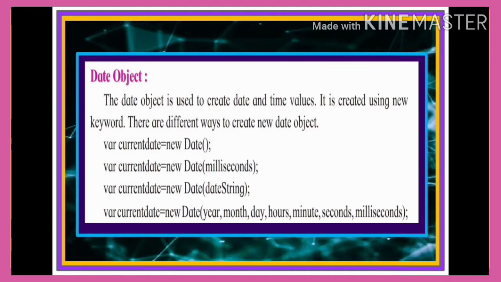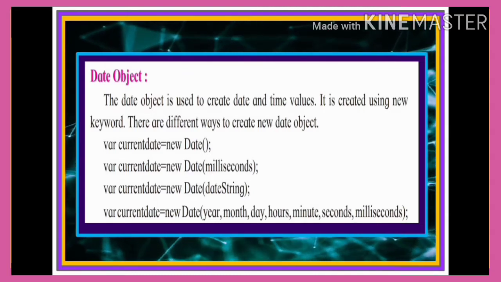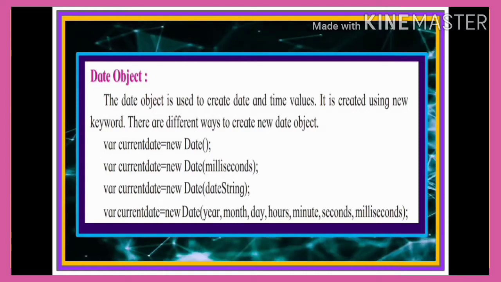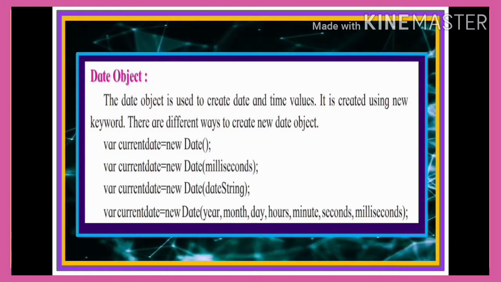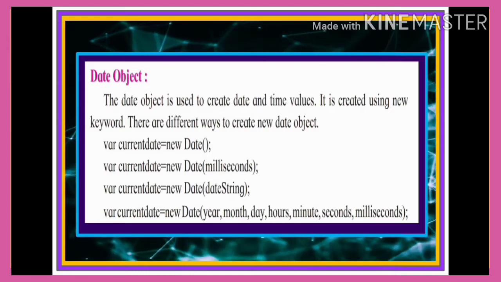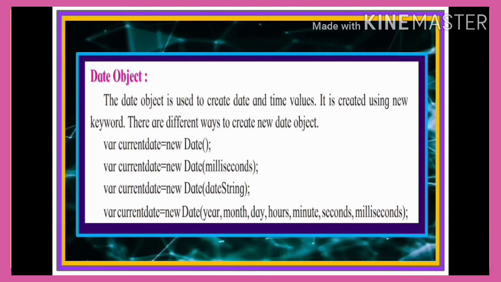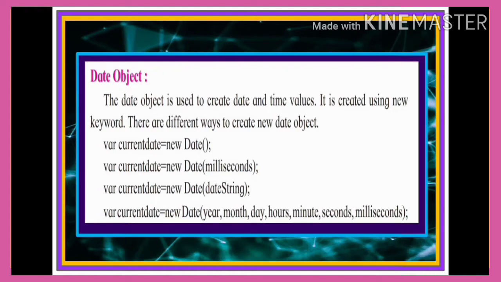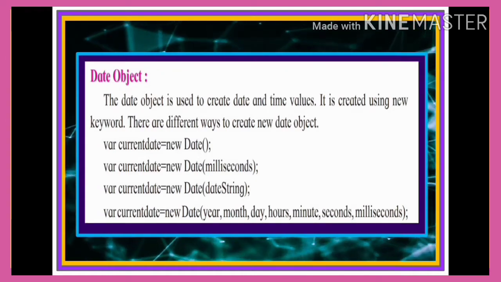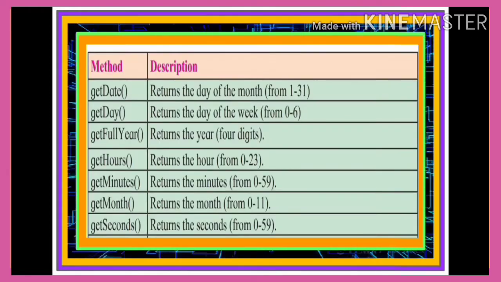For example, var currentDate equal to new Date(), var currentDate equal to new Date, pass the milliseconds, var currentDate equal to new Date, pass date string, var currentDate equal to new Date, mention year, month, day, hours, minutes, seconds and milliseconds. So you can use different formats of date object, means you can create new date object as per your requirement. Let's see the methods of date object.